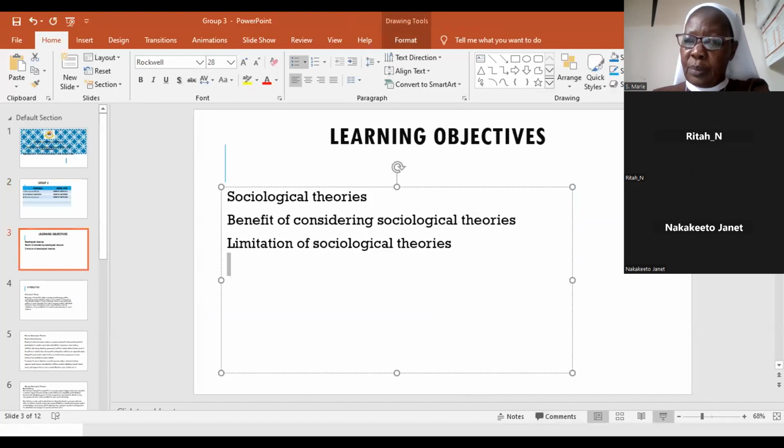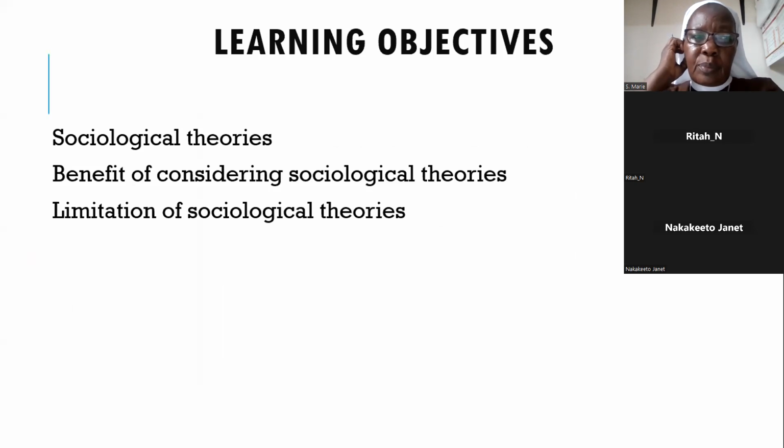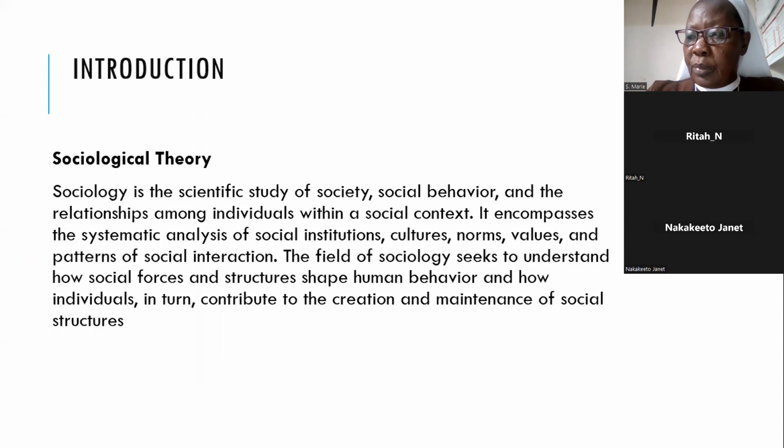Thank you, sister. Our learning objective is looking at sociological theory. We'll look at the theory briefly, and then at the benefits and limitations of the theory. Sociological theory, we'll first break it into 2. Sociological is the study of social relations and systems. Theory is a set of principles that help us explain something about the world. Combined, sociological theory is the scientific study of society, social behavior, and relations among individuals within a social context.